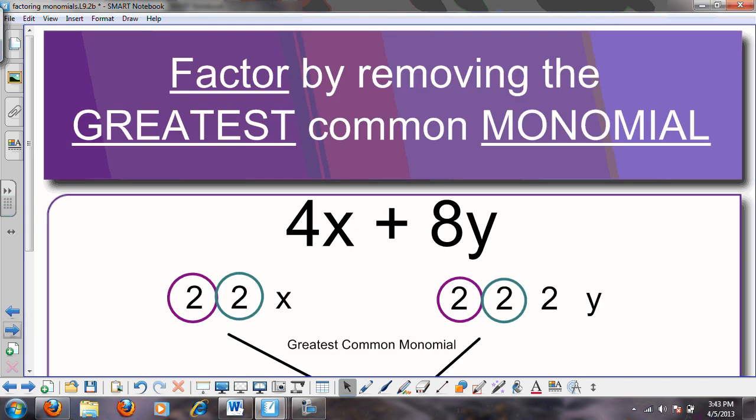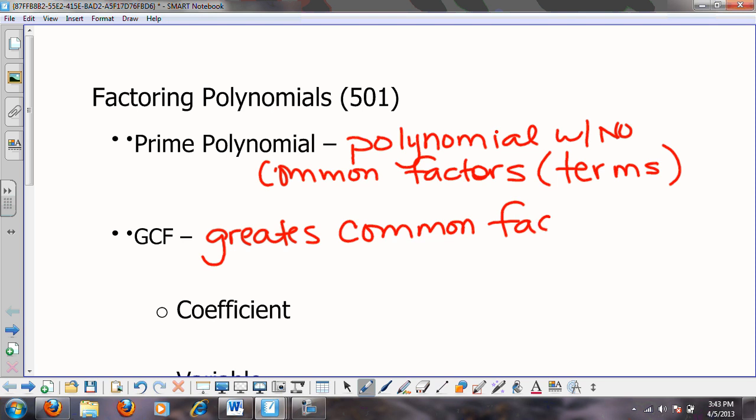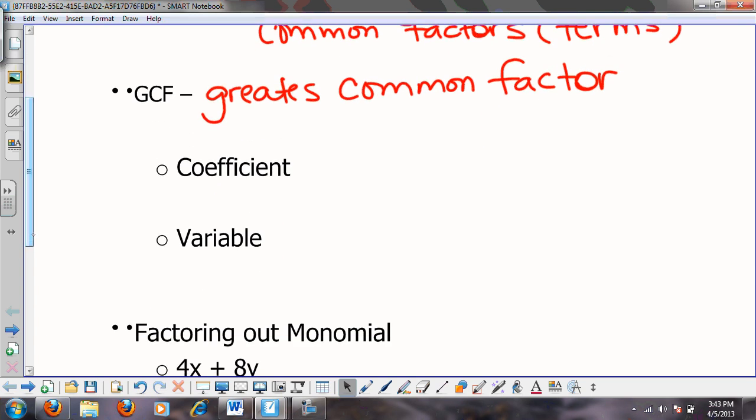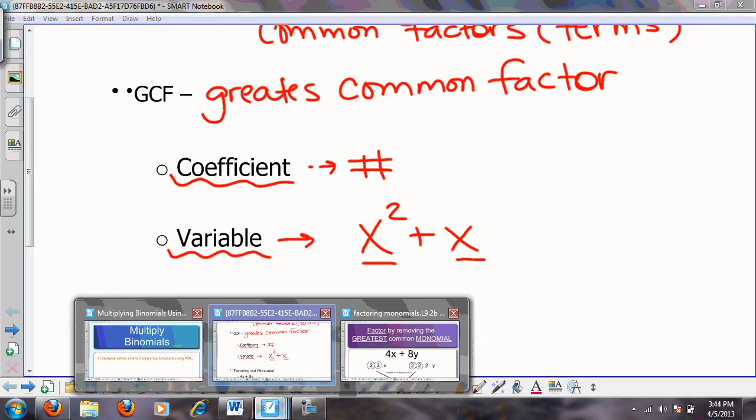Let's look at factoring by first removing the greatest common monomial. In order to do that, we need to find the greatest common factor. GCF is the greatest common factor. We need to look at each part: the coefficient, which is the number, and the variable. Common factor in the variable. They both have an x. So we'll look at both of those terms when you're looking at factoring out.